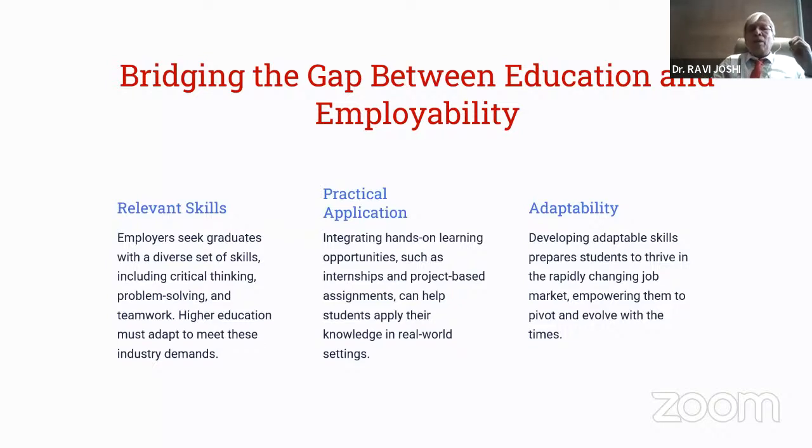And obviously, we have to develop adaptable skills so that students can adapt to the rapidly changing job market. You must have seen today that students are changing jobs very often. In a year or two, they want to jump from one job to another. But when they jump to another job, they need to adapt. And for adapting to a different workplace, work culture and skill set, we need to bridge the gap between education and employability.